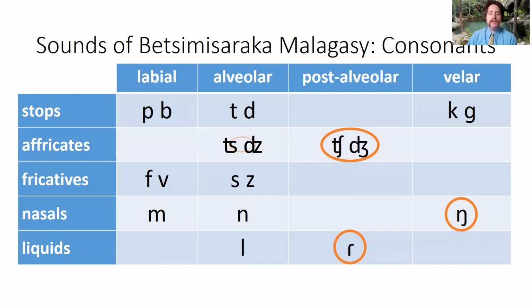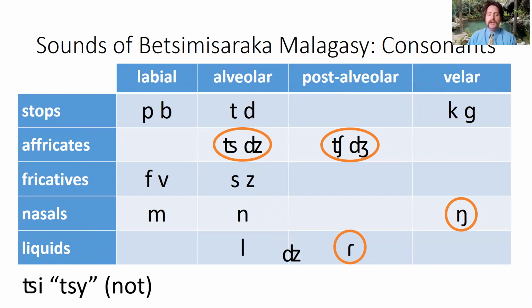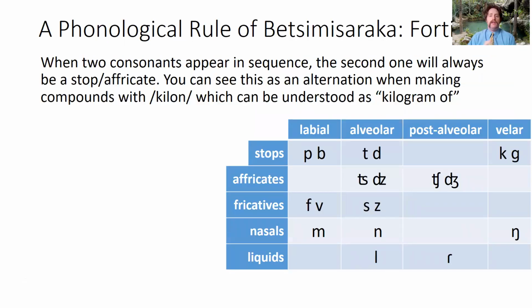But today I want to really look at these alveolar affricates, ts and dz. So in the Betsimisaraka language, we hear ts in the word tsy, which means not, and we hear dz in the word jiaby, which means all. The process I want to look at for affricates is when we see 2 consonants one after the other, when there's a pair of consonants. And in Betsimisaraka and related languages, the second consonant in a pair is always a stop or affricate.